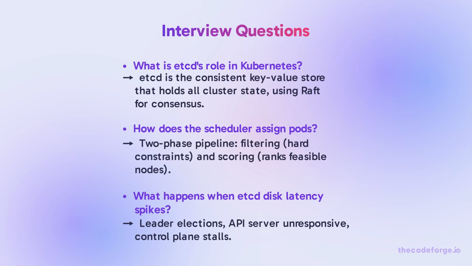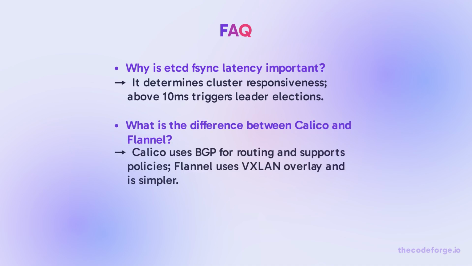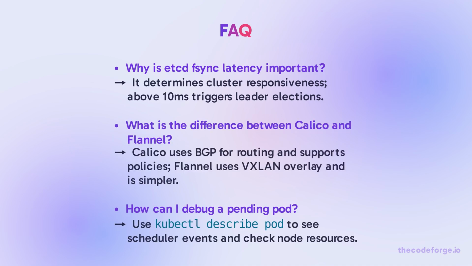How does the scheduler assign pods? Two-phase pipeline, filtering hard constraints and scoring ranks feasible nodes. What happens when etcd disk latency spikes? Leader elections, API server unresponsive, control plane stalls. And a few frequently asked questions. Why is etcd fsync latency important? It determines cluster responsiveness. Above 10 ms triggers leader elections.